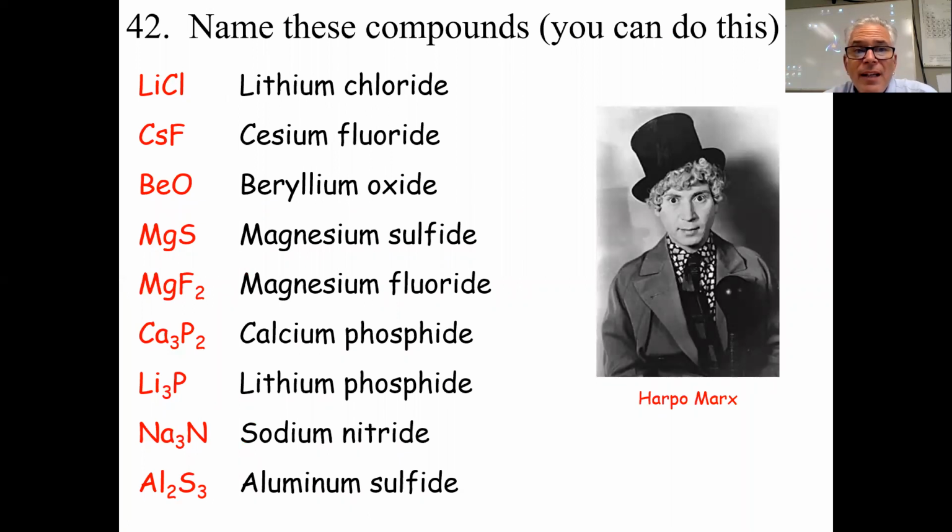Lithium chloride, cesium fluoride, beryllium oxide, magnesium sulfide, magnesium fluoride, calcium phosphide, lithium phosphide, sodium nitride, and aluminum sulfide. The rule: say the name of the metal first, the atom name of the cation. Don't change the name. The second name, for the non-metal, you change to end in IDE.